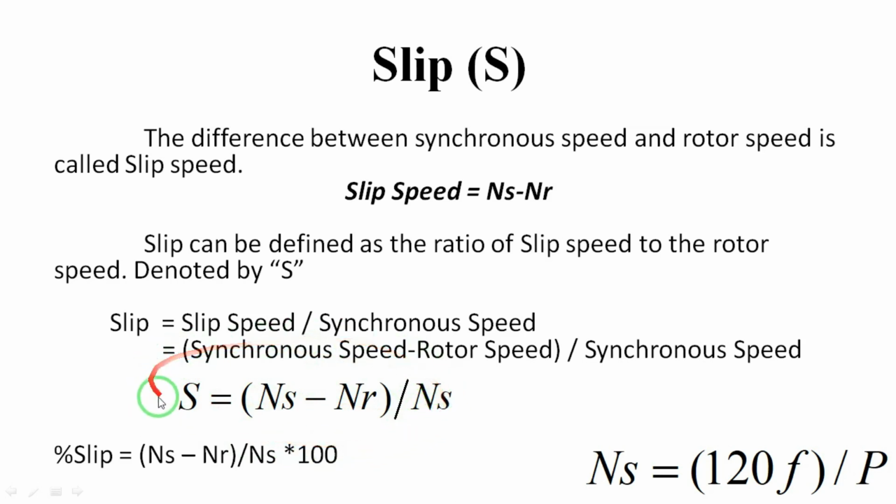This slip is a very important parameter in AC machines. From this slip formula, we can define the performance of a machine. Now coming to the percentage slip, simply multiply by 100. So it is known as percentage slip.